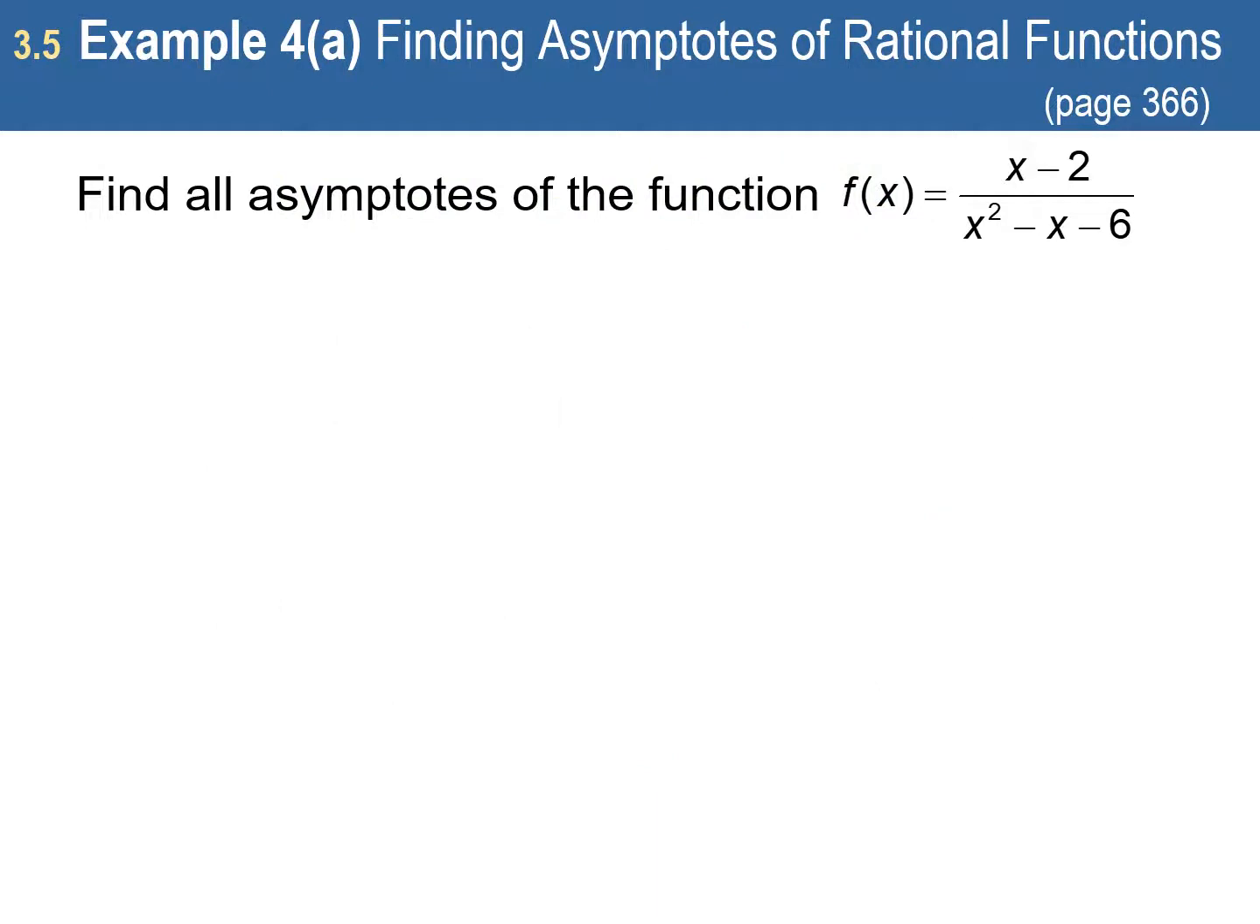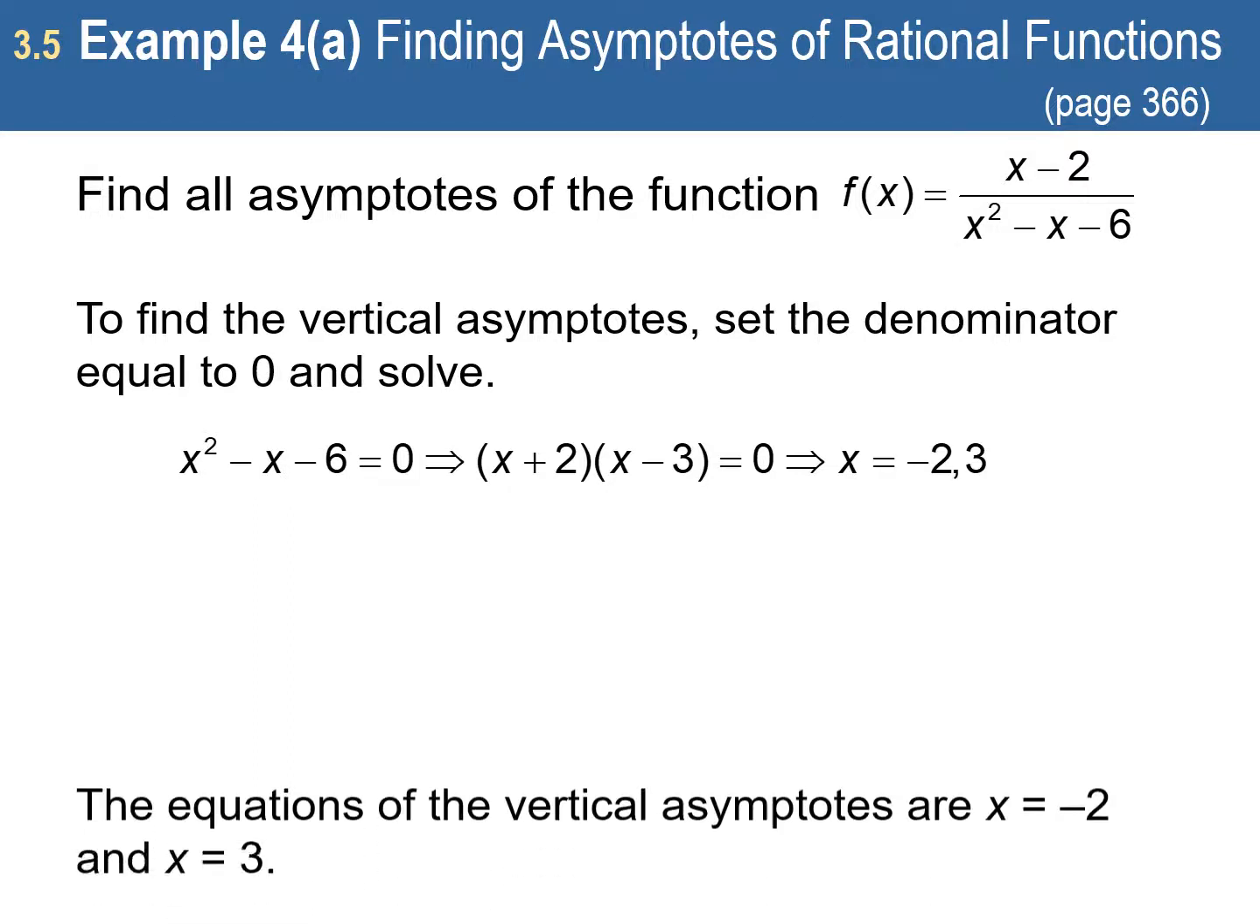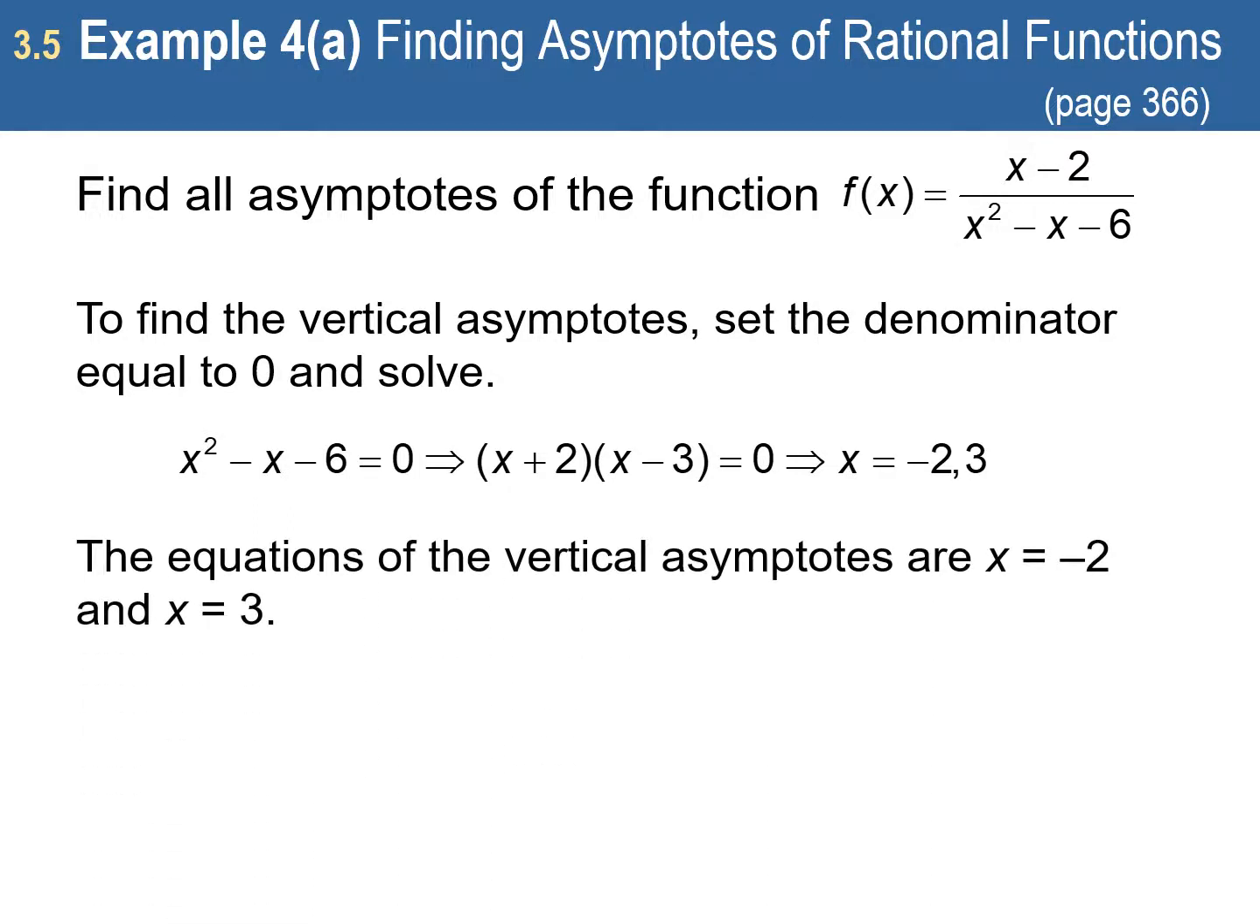So find all asymptotes of the function x minus 2 divided by x squared minus x minus 6. You need to fully factor first. So when I factor x squared minus x minus 6, I get x plus 2 times x minus 3. So the zeros of my denominator are negative 2 and 3. The equations of the vertical asymptotes are x equals negative 2 and x equals 3.